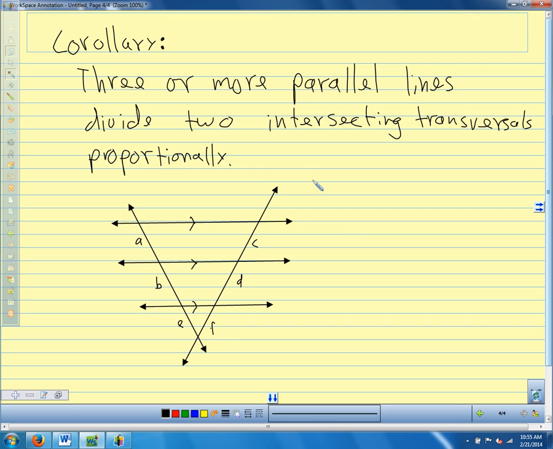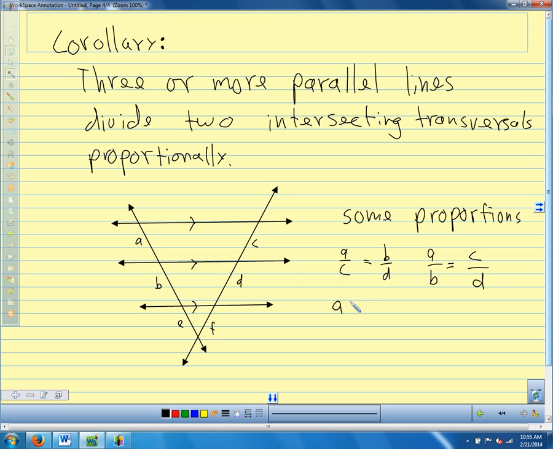So again, we get a lot of proportions that we can write. I'm going to say some proportions. I'm not going to write them all. I could say A over C equals B over D. I could say A over B equals C over D. As long as we're writing our proportions with the matching pieces on either side, we're going to be fine.